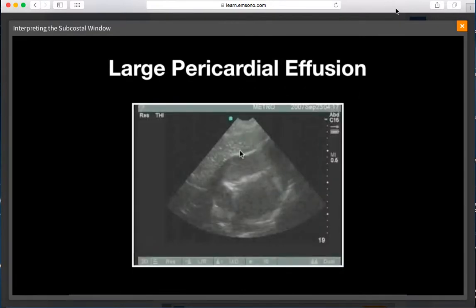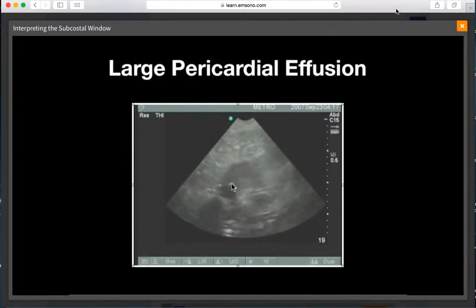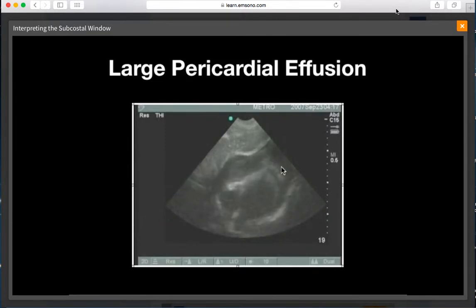Let's take a look at this patient who was stabbed in the chest. You got liver as a window here. You see this big echogenic space before you get to the heart here, so this should clue you in to the fact that there's something wrong here. You can see right side of the heart, left side of the heart. What you've got here is a very large echogenic effusion.